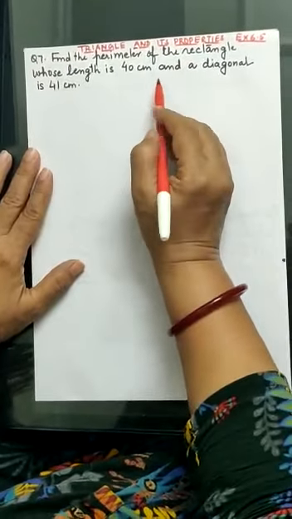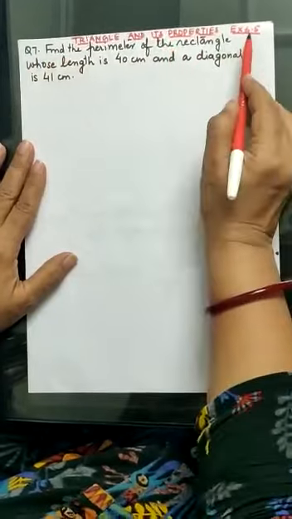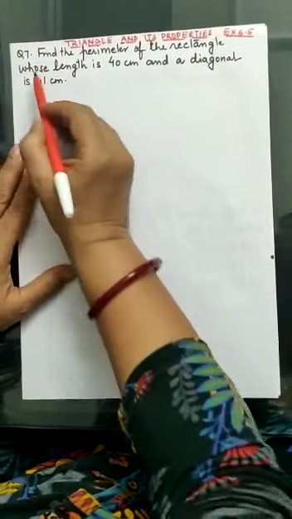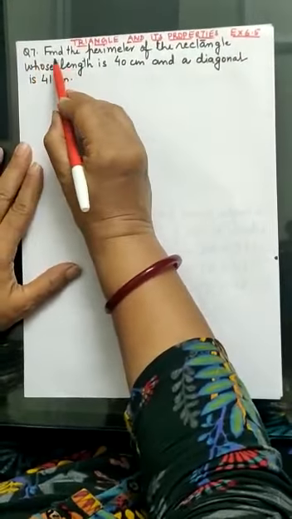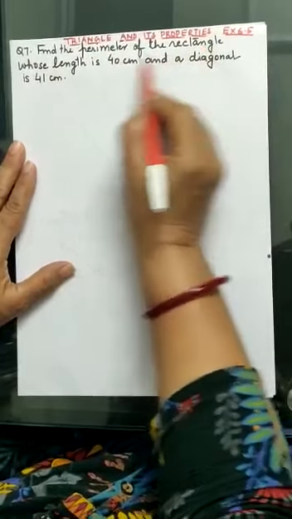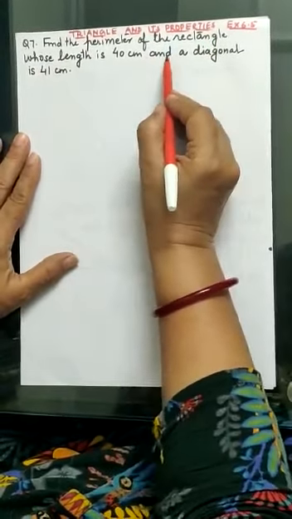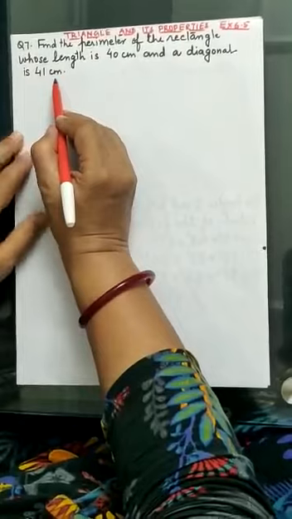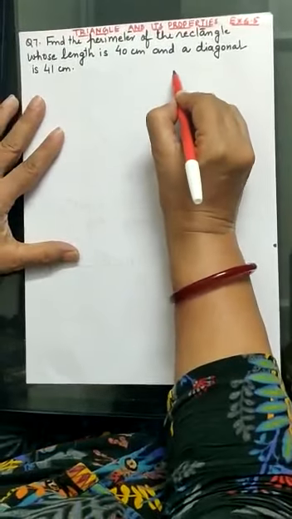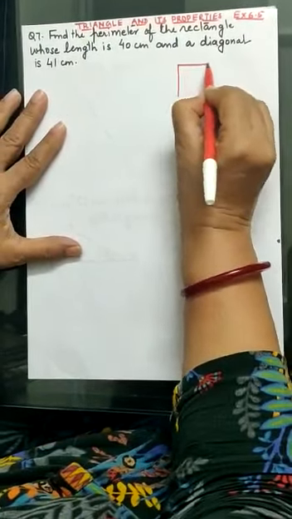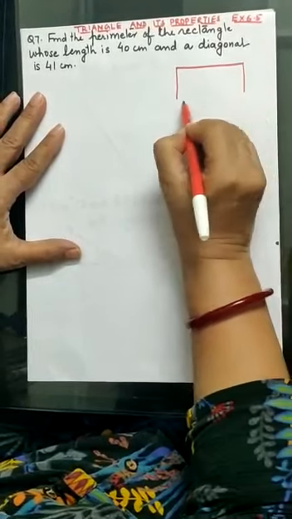Children, today we shall start with question number 7 of exercise 6.5. In question number 7, we have to find the perimeter of the rectangle whose length is 40 centimeter and a diagonal is 41 centimeter. So let us draw the figure. First we draw the rectangle.